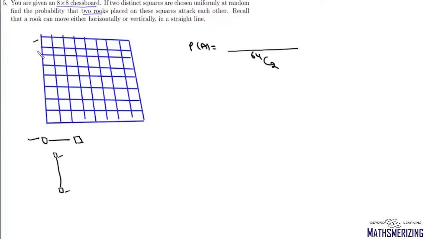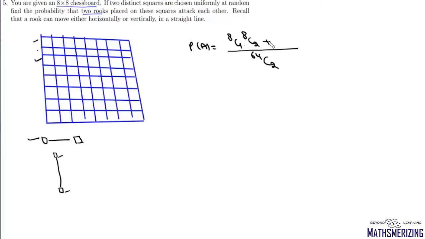So we have 8 files. From these 8 files, we can select any one file, and it can be done in 8C1 ways. Now once we have selected a file, if we select any two squares on this file, these two rooks will be attacking each other. So from these 8 squares, we need to select any two, and it can be done in 8C2 ways.